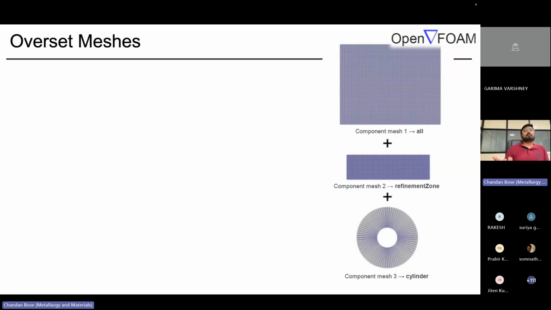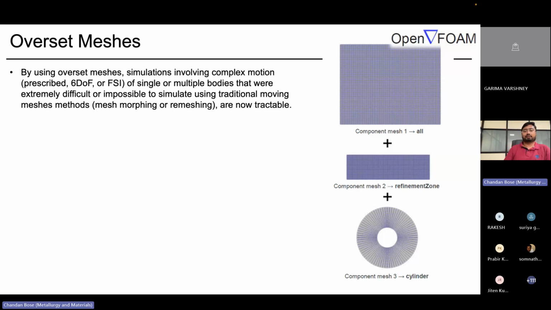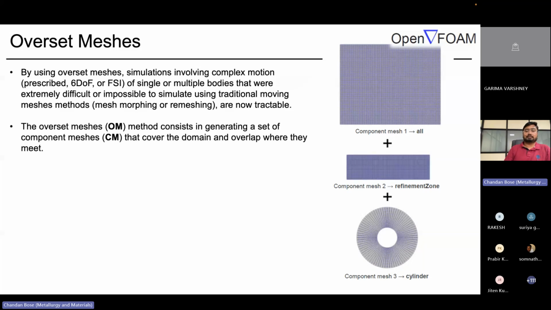And another example might be if you have n number of cylinders undergoing vortex-induced vibration in the neighborhood, can we do it using the mesh morphing approach? The answer is no. Your solution will inherently diverge. So to incorporate those fluid structure interaction phenomena with multiple bodies, overset meshes are very much useful.